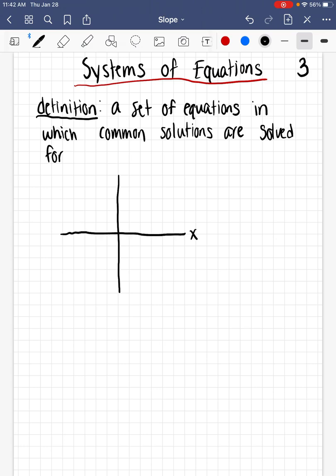And remember, this is the x-axis and the y-axis. And then what we are going to do is go over a couple examples. So the first example is going to be for the two equations, y equals 1/3 x and y equals x minus 2. So we have to find the solution to both of those.